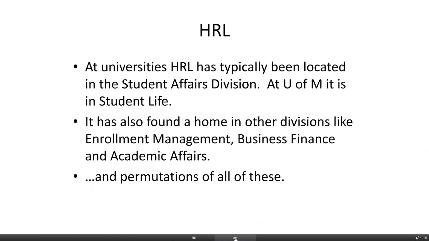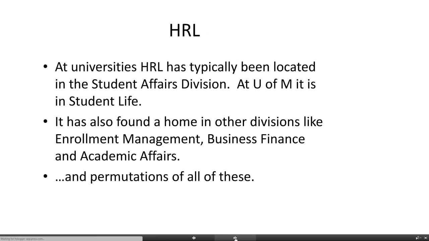At universities, the HRL has typically been located in the Student Affairs Division. At U of M, it is in Student Life. These organizations have also found a home in other divisions, like Enrollment Management, Business and Finance, and Academic Affairs, and permutations of all of these. Next.